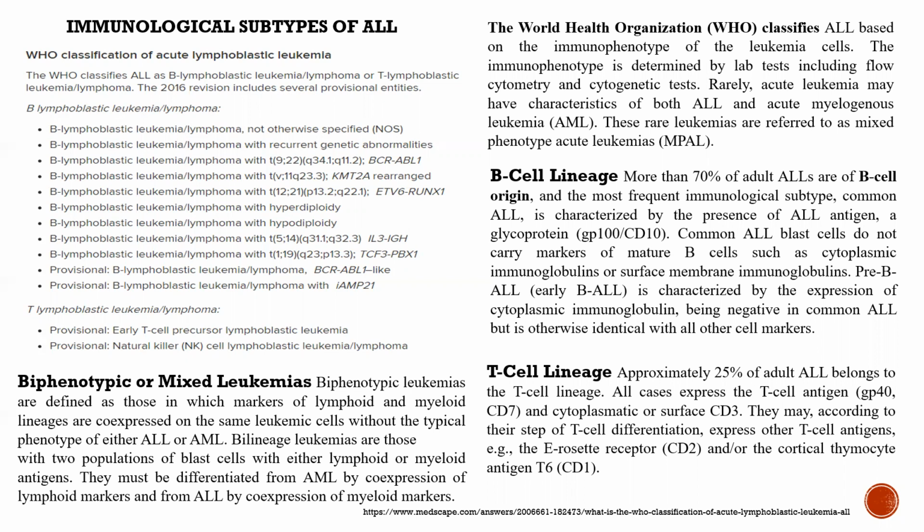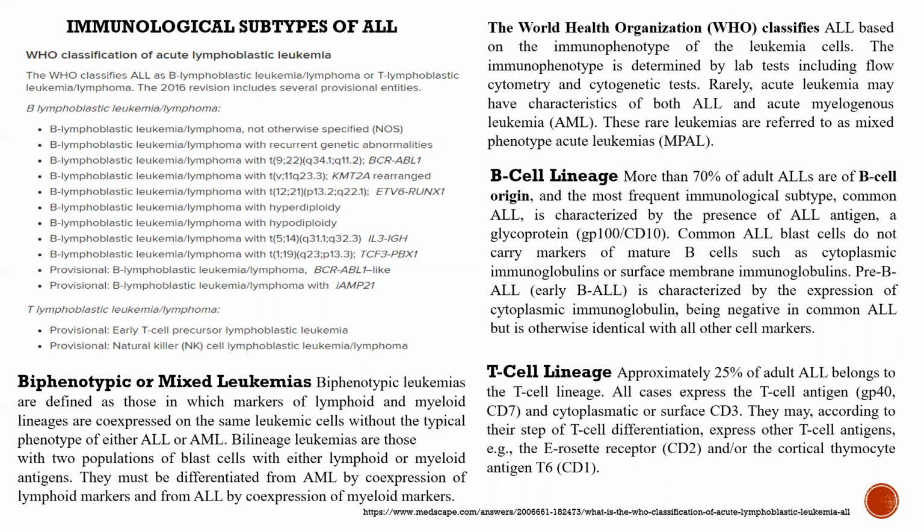T lineage acute lymphoblastic leukemia accounts for approximately 25% of all cases, and all cases express T cell antigen cluster 7 and cytoplasmic or surface CD3. They may, according to the step of T cell differentiation, express other T cell antigens, the Rosette receptor, and cortical thymocyte antigen.